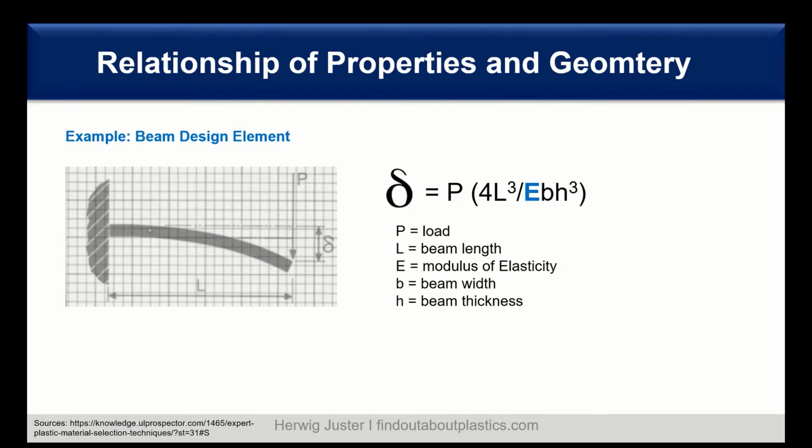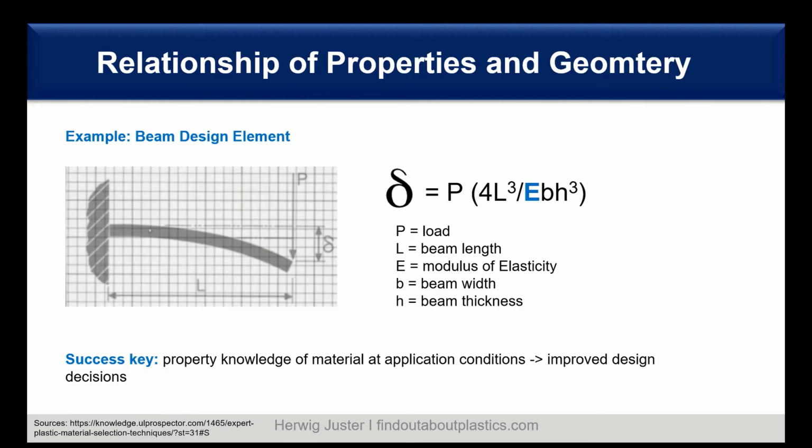the relationship of properties and geometry. And the success key, you can say, is the property knowledge of the material at application conditions. And with this know-how you can make improved design decisions. And always keep in mind this example with the beam design and the modulus of elasticity, at room temperature and then at the application condition, to check them both.